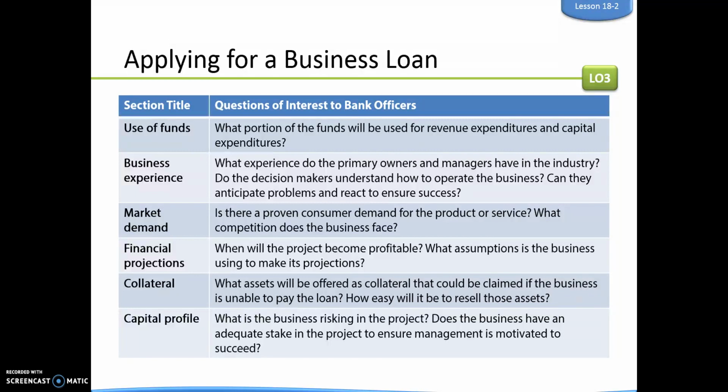So looking at what is the business risking in our project that we're asking money for, and does the business actually have an adequate stake? Meaning, do we have enough skin in the game, so to speak, in terms of making our project successful? So those are just some questions that the bank is going to ask you to fill out. Because remember, when we're talking about applying for a business loan, we're talking about applying for probably hundreds of thousands of dollars, if not millions of dollars. So this isn't like asking for a $6,000 car loan. You know, you're asking for $500,000 to invest in the business.